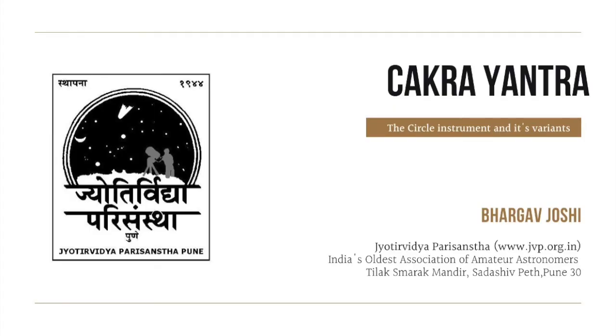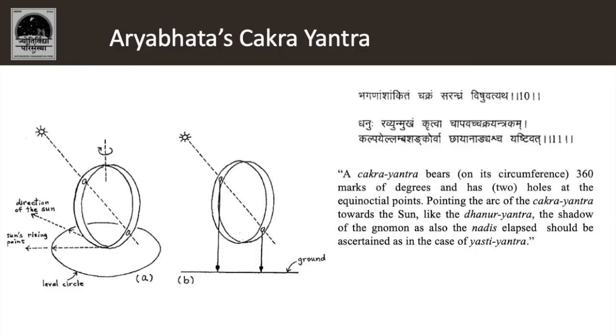Then we have a Chakra Yantra. The Chakra Yantra is also present at Jantar Mantar. This is the Chakra Yantra proposed by Aryabhatta. On the left-hand side, you can see a ring which has been made. You can read the paragraph on the right-hand side, which shows the method of construction. A Chakra Yantra bears on its circumference 360 marks of degrees, and two holes are made. In figure A there are two holes, placed in such a way that the ring can move.